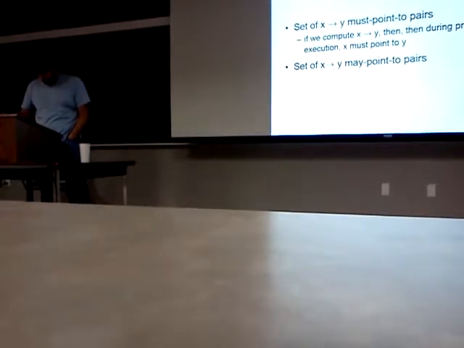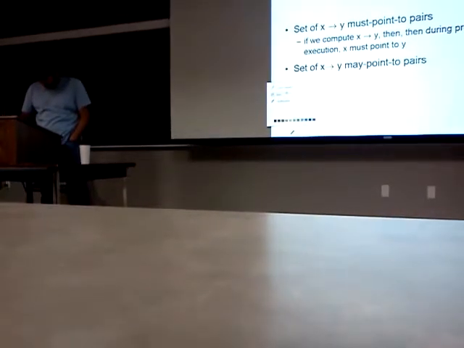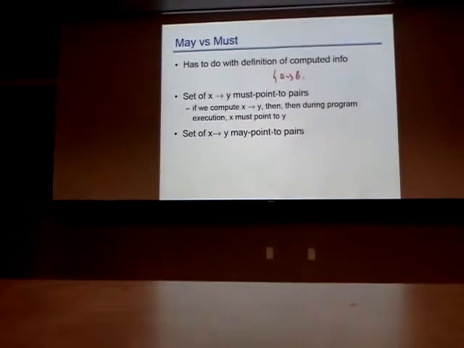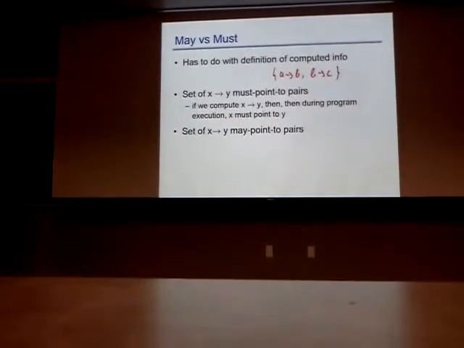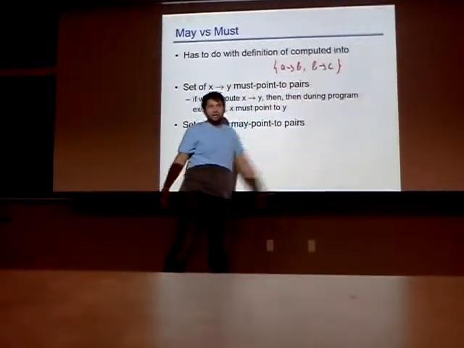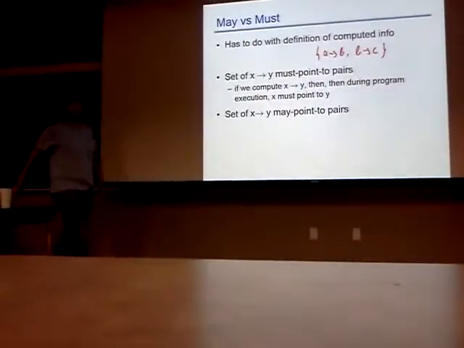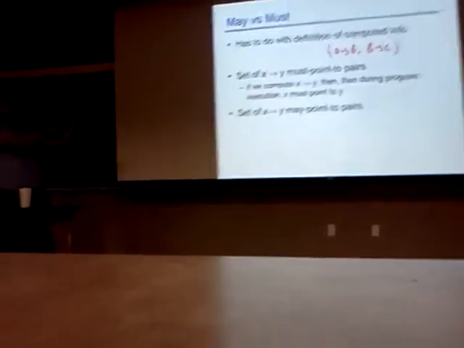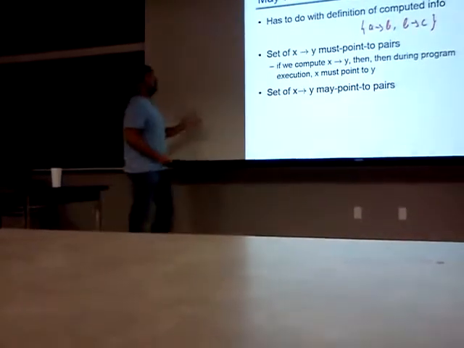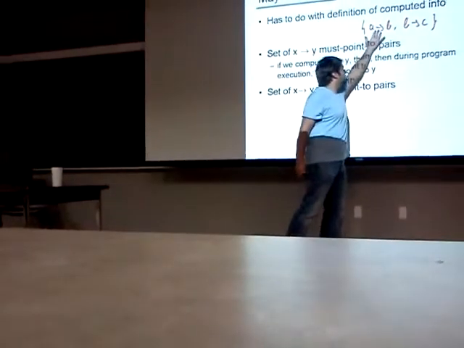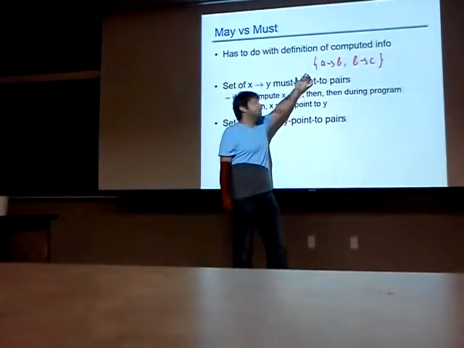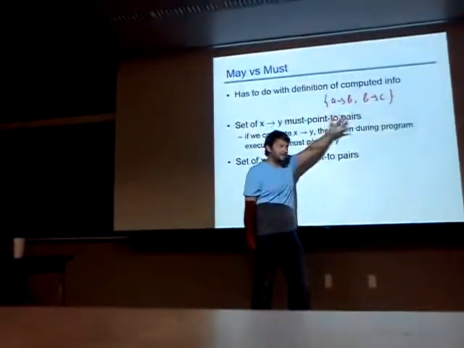Suppose that we compute some information, something like A points to B, and then B points to C. So that's a pair of information, that's a set, and we'll be considering an analysis that computes these kinds of sets. If we say the interpretation of this analysis is that it's computing must-point-to information, what does this mean? What does it mean that we've computed this set? It means that A must point to B and B must point to C.